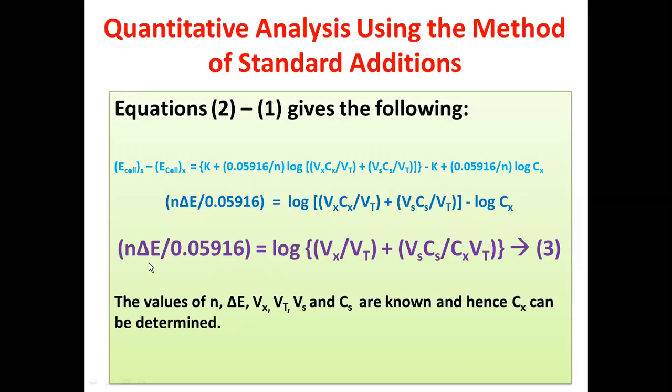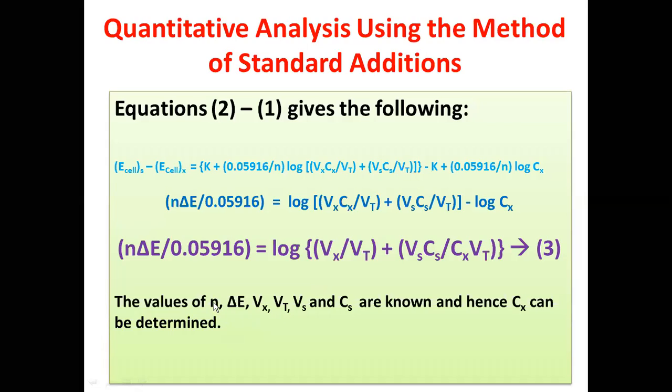So finally, you will get n into delta E divided by 0.05916 is equal to log of Vx divided by Vt plus Vs into Cs divided by Vt, divided by Cx into Vt, because this is in the form of log M minus log N. Log M minus log N can simply be written as log M by N. Cx divided by Cx will be cancelled. Therefore, this term will be left with Vx by Vt plus Vs into Cs divided by Cx into Vt. This is the final equation.